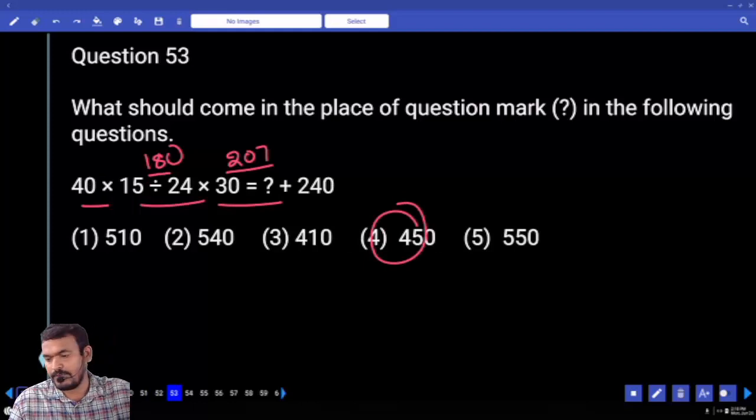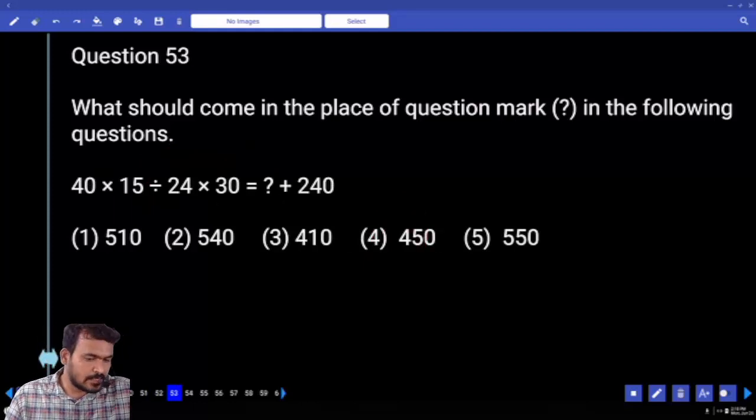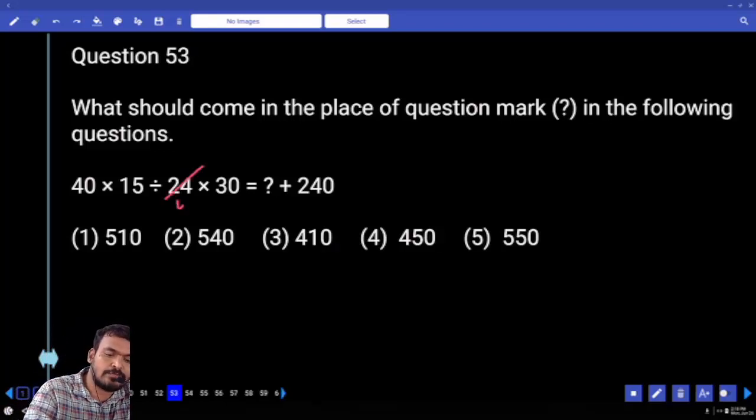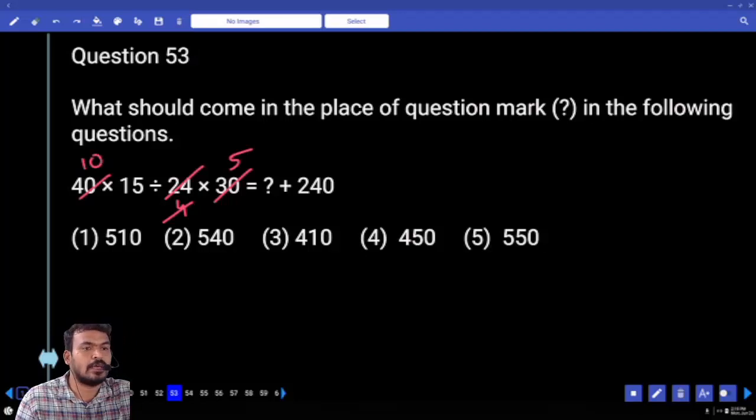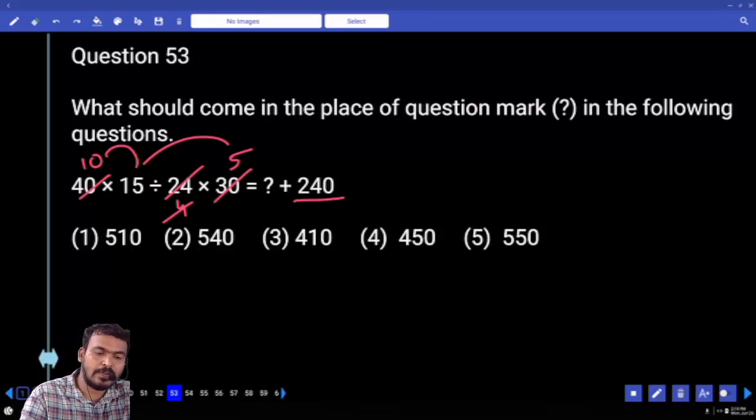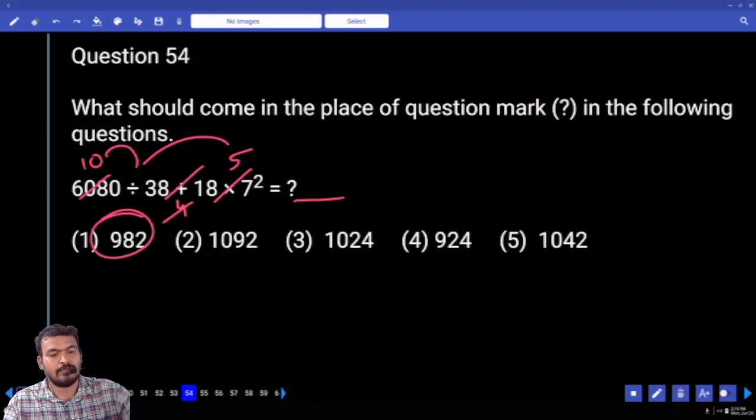Next question number 53. First of all left hand side 15 divided by 24 into 30 or 6 how many times? 24, 4 times. 6 how many times? 5 times. Again 4 how many times? 40. 10 times or what is the remaining? 10 into 15, 150 into 5, 750. In that we are subtracting 240. 750 minus 240, 510. Which option? First one. Next question number 54.